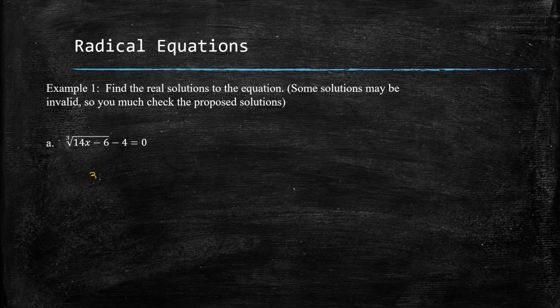All right, so I'm going to rewrite the equation. We have the third root of 14x minus 6. I want to isolate the radical, so I'm going to add this 4 to the other side of the equation. Now I'm going to raise both sides of the equation to the third power. This way on the left-hand side, I'm taking the third root of 14x minus 6, but then raising that to the third power, so those cancel each other out. I'm left with 14x minus 6. On the right-hand side of the equation, 4 to the third power is 64.